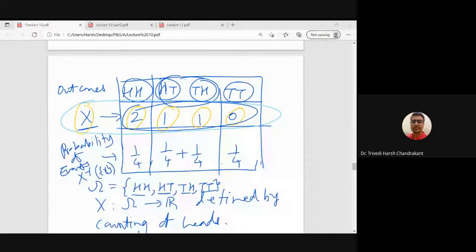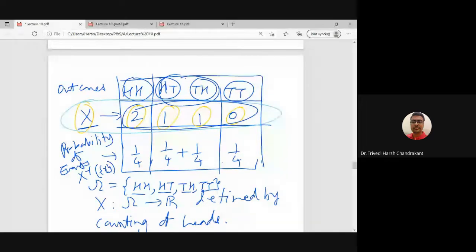To find such a probability, we need the notion of a random variable. So what is a random variable? A random variable associates some number with the experiment. How many heads? That is a number. So x associates HH to 2, HT has one head, so its value is 1. In that way, this random variable associates only 3 values with this experiment: 0, 1 or 2. And we know there are 4 outcomes, so each outcome has probability 1 by 4. So getting one head is 1 by 4 plus 1 by 4. In this way we can find x inverse of 0, 1 and 2.